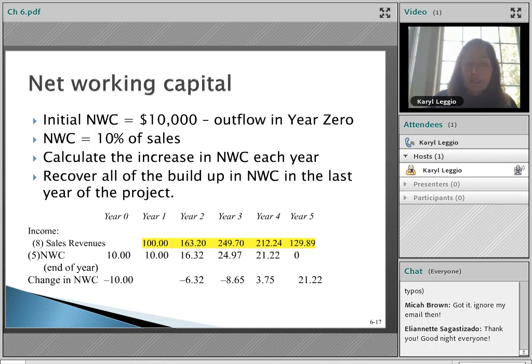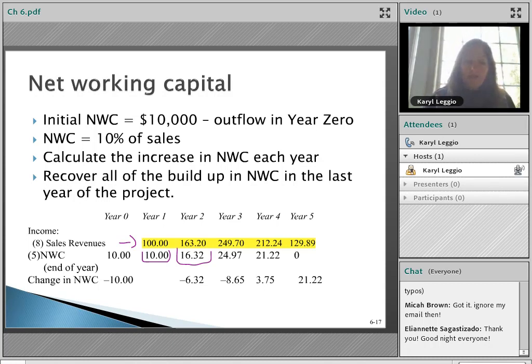And so the first thing I did is this yellow line. I included all of the sales figures. And if you go back to our pro forma income statement, you'll see I pulled those right. Those are just the sales revenues that we calculated a few moments ago. Now the next thing I want to do is figure out what my working capital needs are. So it's 10% of sales each year. So in year 1, 10% of the 100,000 means my year 1 net working capital is 10,000. In year 2, 10% of 163,200 is 16,320. So each year you can figure out your net working capital.